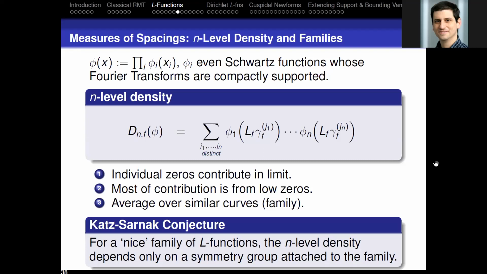And the Katz-Sarnak conjecture is, if I give you a nice family of L functions, like one of the ones I just mentioned, then in the limit as the conductors go to infinity, and you should think of the conductor as the analog of the size of the matrix, then the N-level density converges to something that depends only on the symmetry group and agrees with a subset of unitary matrices. So either unitary matrices, symplectic matrices, or a type of orthogonal matrices. Next.